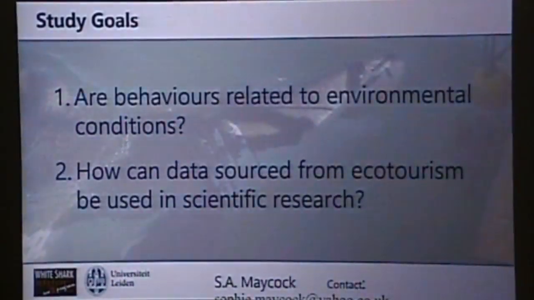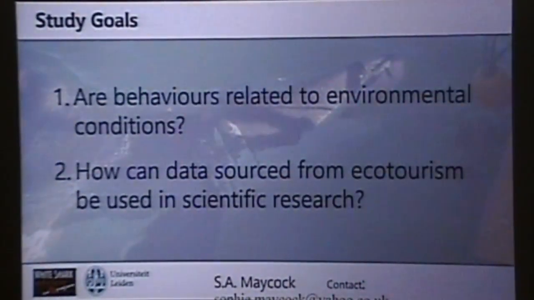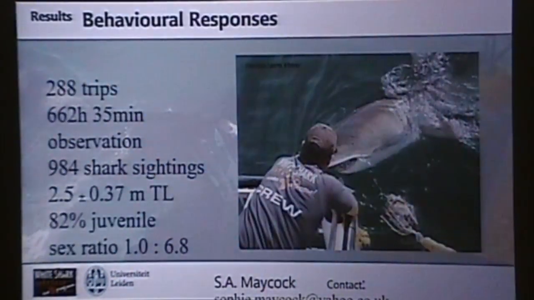So what I want to talk to you about today are these two questions. First off, are there certain environmental conditions that can be related to different behaviours in these sharks? And also, how can we use ecotourism data? And what are the limitations and what are the benefits of using data of this type?